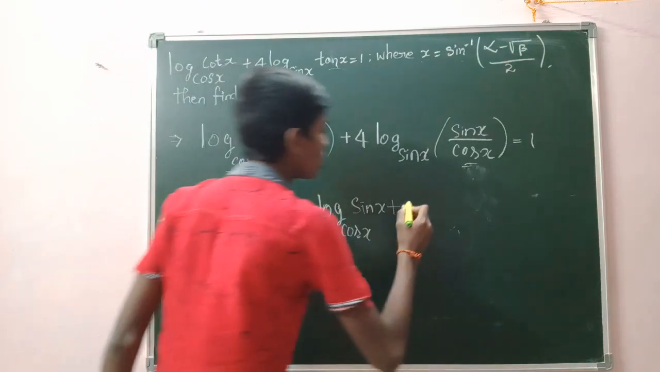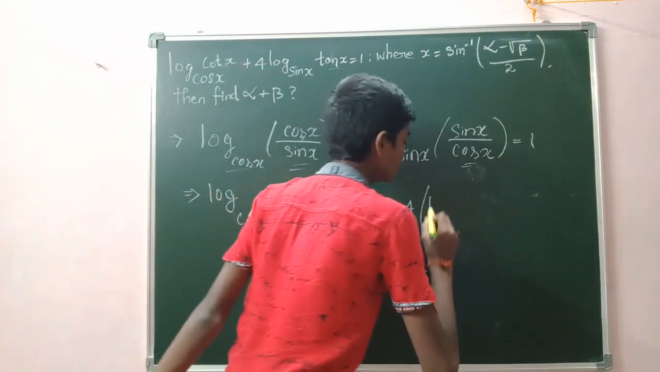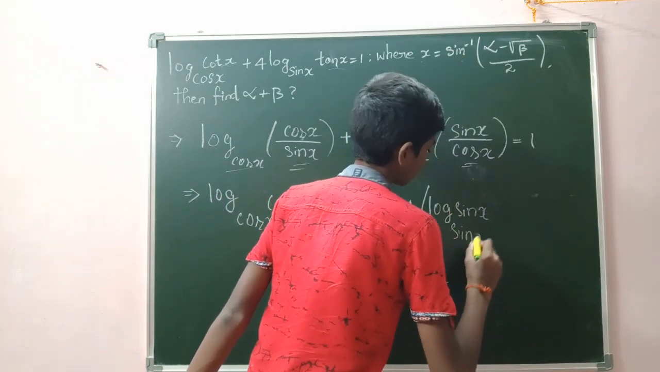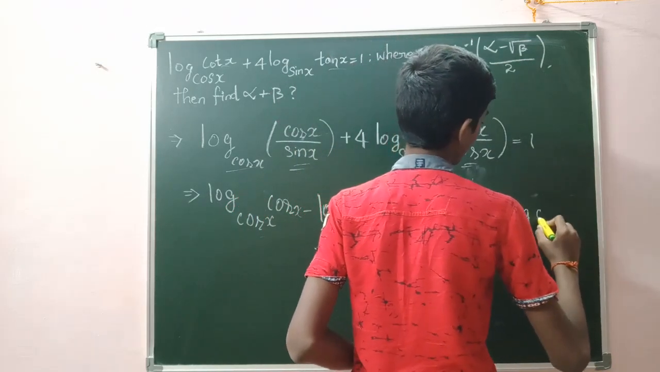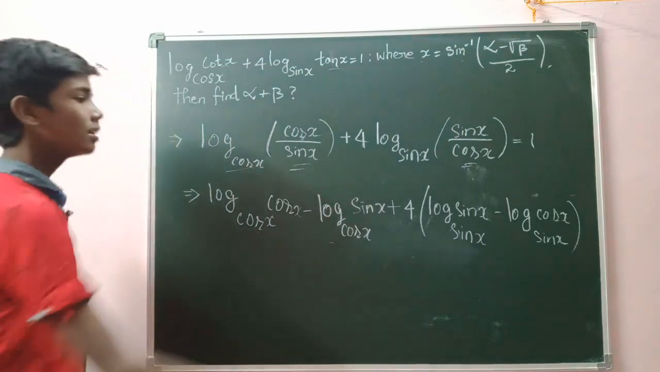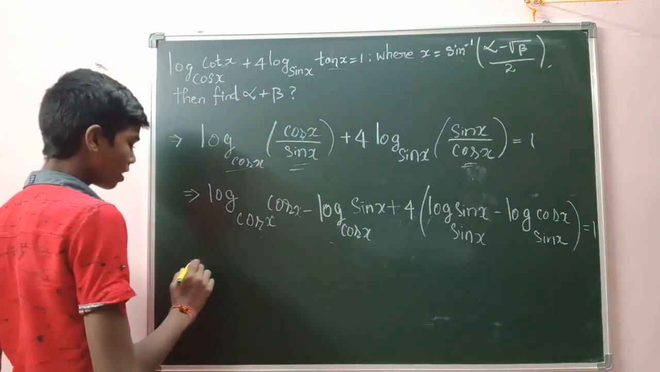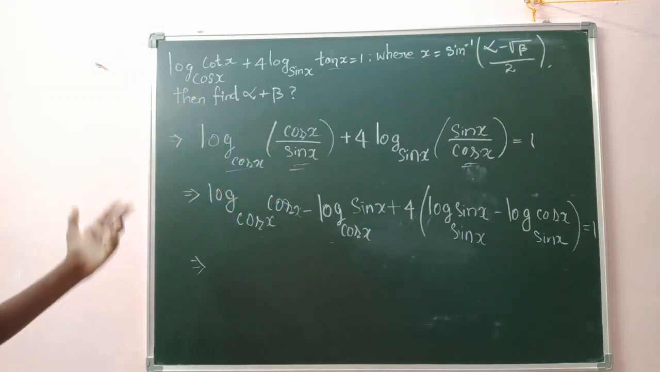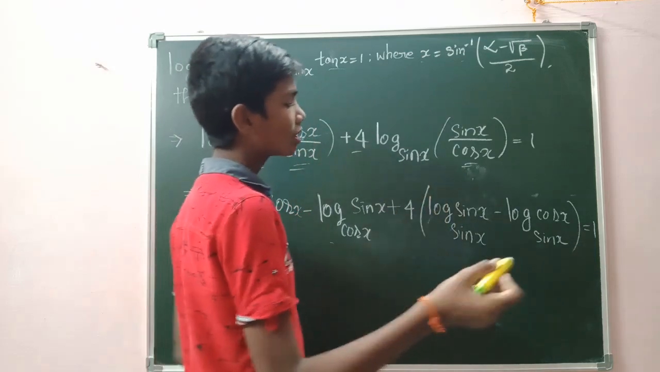So now, plus 4 times log to the base sin x of sin x by cos x. The same term I can write as log of sin x to the base sin x, then minus log of cos x to the base sin x, correct? So this is the form of equation that you will arrive at when you use your basic properties: log of a by b is log a minus log b. Same like that, 4 times log of sin x to the base sin x minus log of cos x to the base sin x.